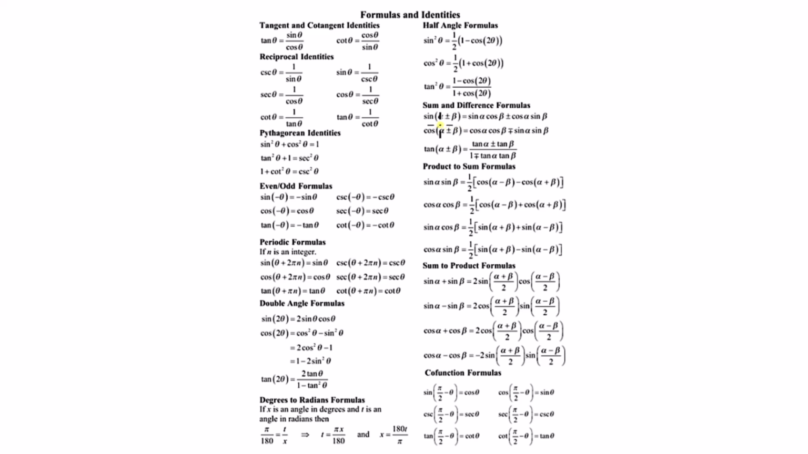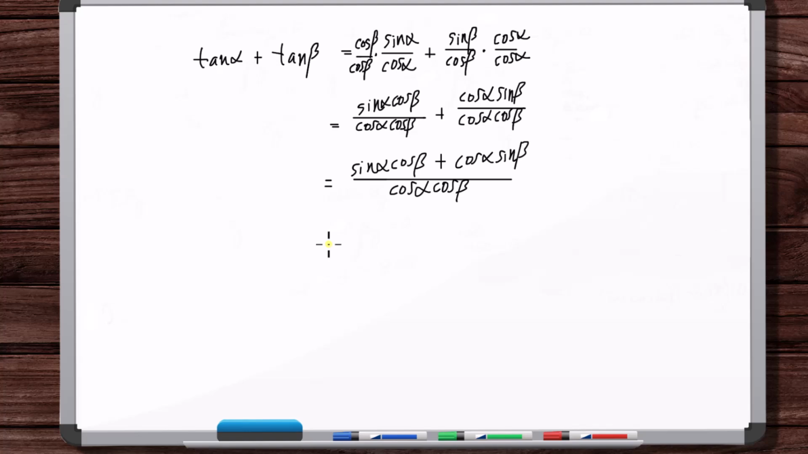If we look here, that's sine of alpha plus beta. Sine of alpha plus beta is sine alpha cosine beta plus cosine alpha sine beta. So we've got sine of alpha plus beta, and there you go. That's it.